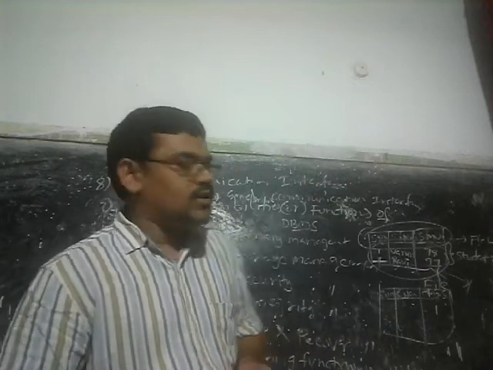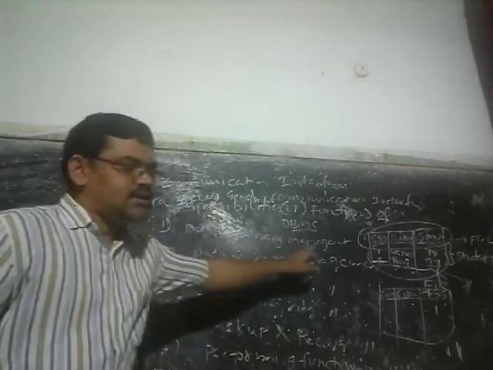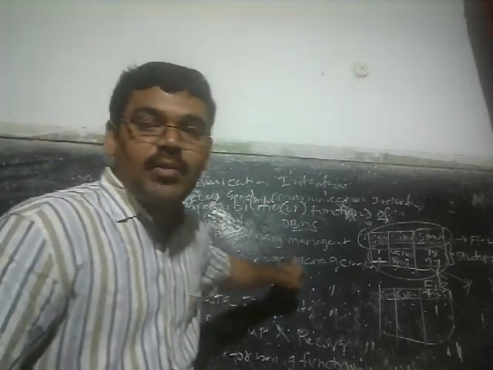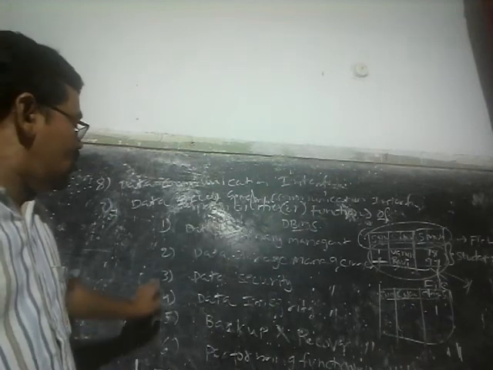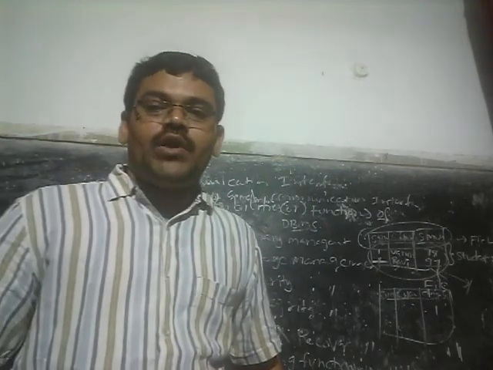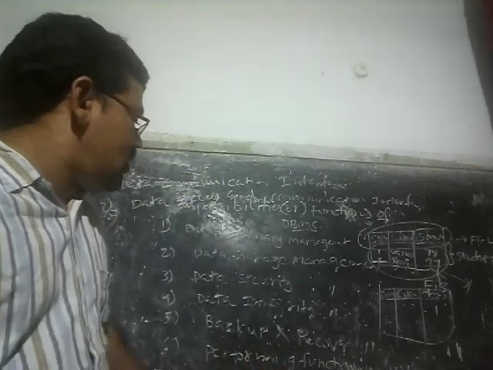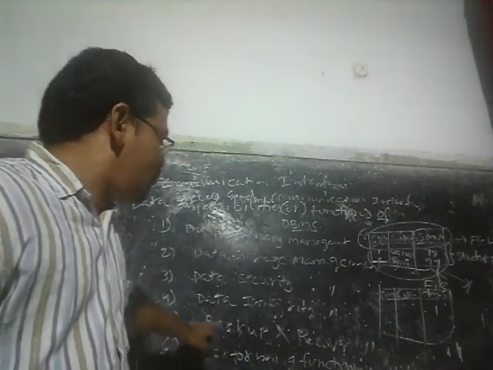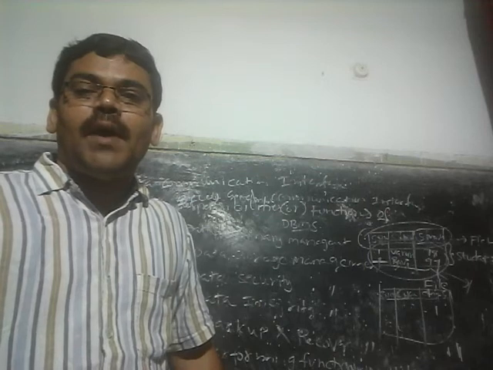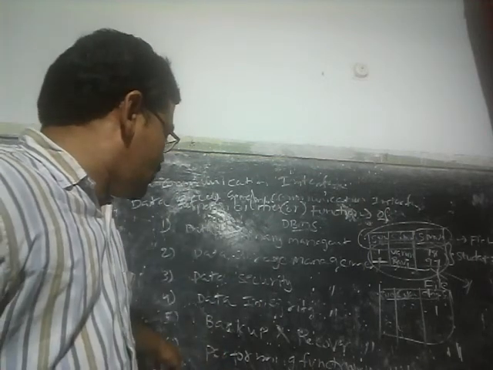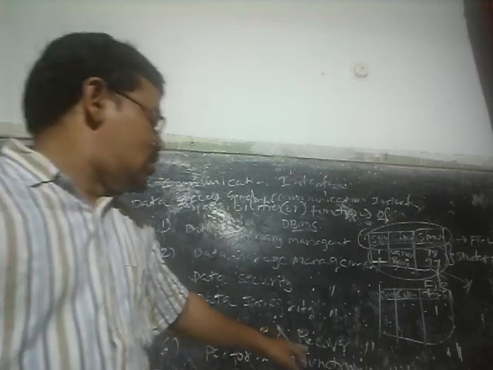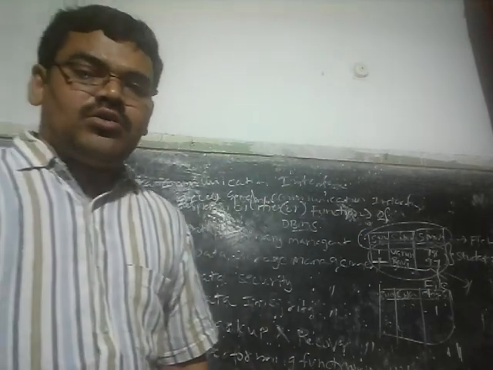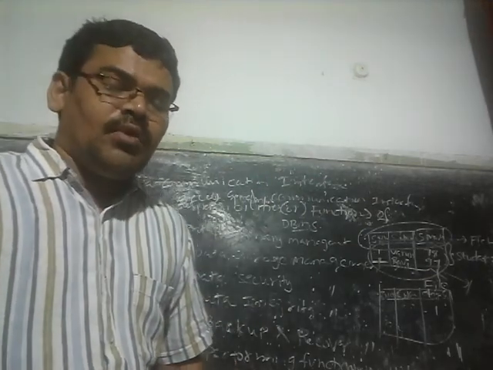ఫస్ట్ వన్ డేటా డిక్షనరీ మేనేజ్మెంట్. సెకండ్ వన్ ఈజ్ డేటా స్టోరేజ్ మేనేజ్మెంట్. థర్డ్ వన్ ఈజ్ డేటా సెక్యూరిటీ. ఫోర్త్ వన్ ఈజ్ డేటా ఇంటిగ్రిటీ. ఫిఫ్త్ వన్ ఈజ్ బ్యాకప్ అండ్ రికవరీ. Sixth one is performing functions of multiple users.